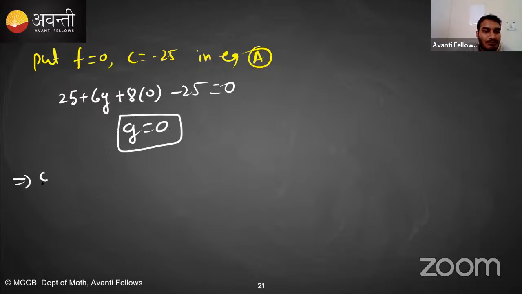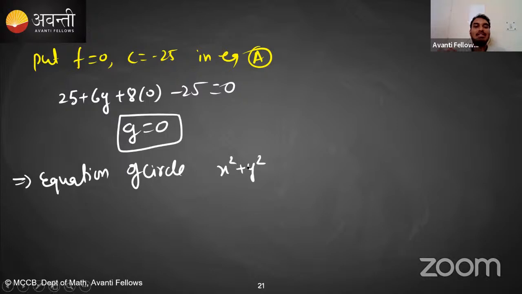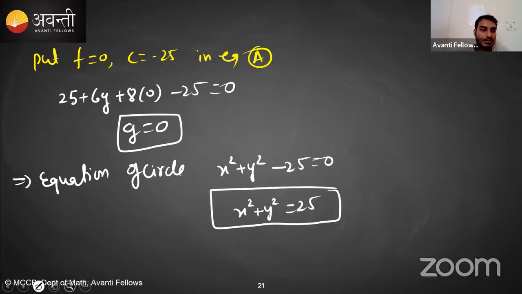So it implies the equation of the circle is x square plus y square plus 2gx, but g is 0, so the x term will not come, the y term will not come, plus c. What is c? Minus 25 equal to 0. So this is x square plus y square is equal to 25. So this is the equation of the required circle. Is this clear?